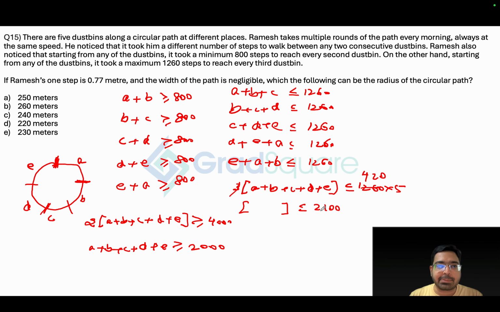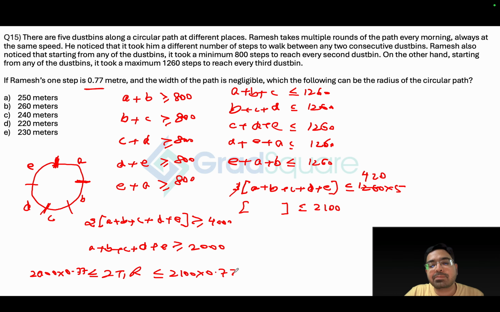And every step is 0.77 meter. That's what the question is also talking about. So what will be the total length? Every step is 0.77 meter. So the circumference, which is 2 pi r, should lie between 2000 into 0.77 and 2100 into 0.77.